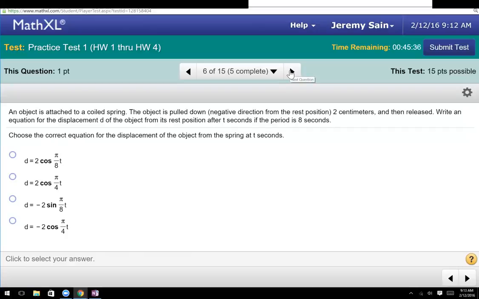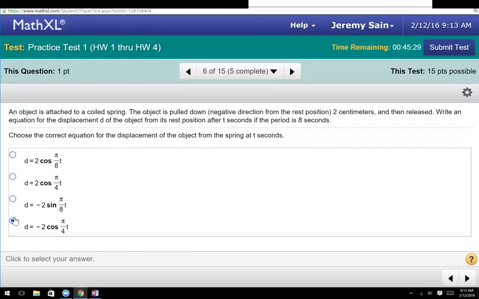Is it cosine because it doesn't start at 0? Sine starts at 0 and goes up. Negative sine starts at 0 and goes down. Cosine starts at the top and comes down. Negative cosine starts at the bottom. And actually, we can get it just from that. But let's go ahead and do the period part too.